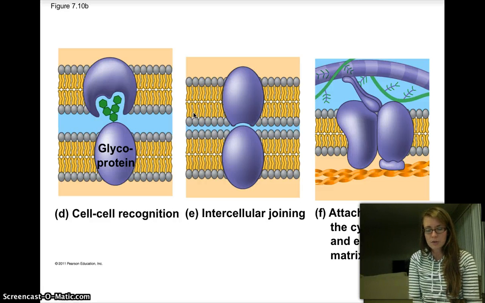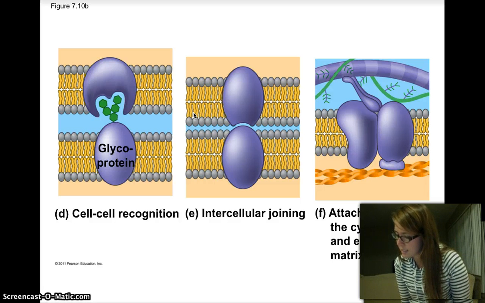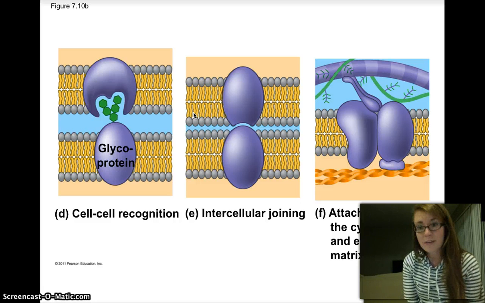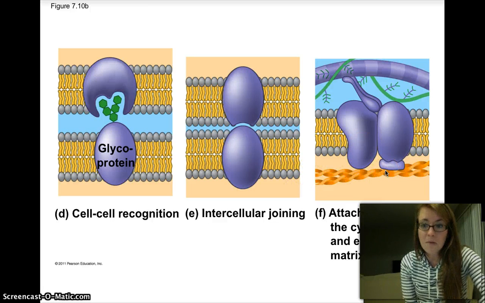So intercellular joining is another reason. And that one says attachment to the cytoskeleton and extracellular matrix. So that's F on the figure in your textbook. And basically, remember, these proteins aren't moving around very well, and if two of them are stuck to each other, that way a pathway can happen. They are going to want to be attached.